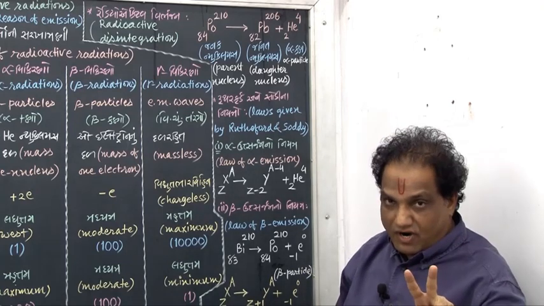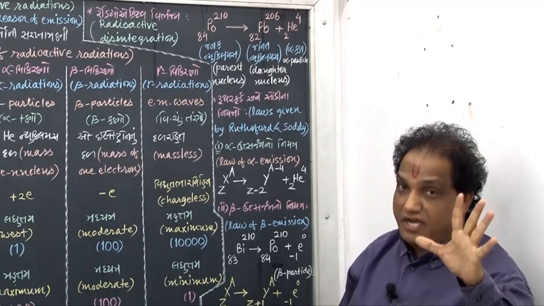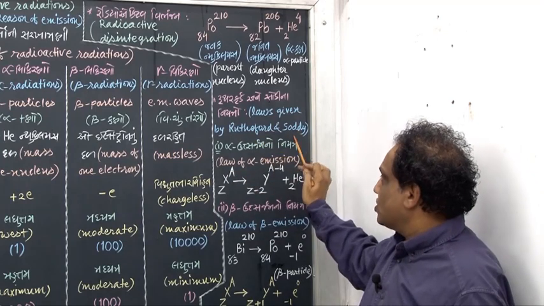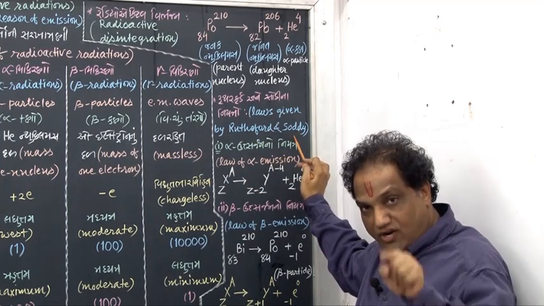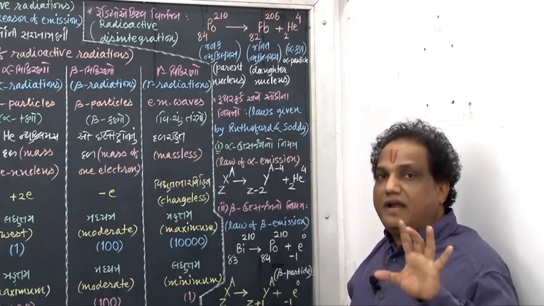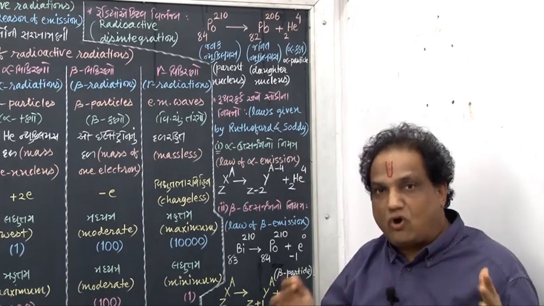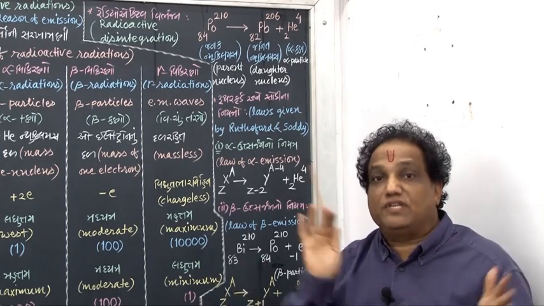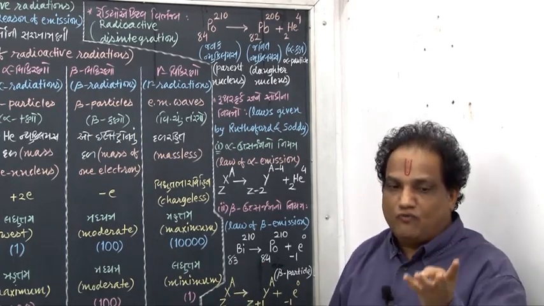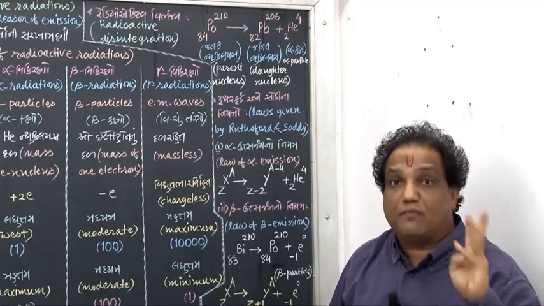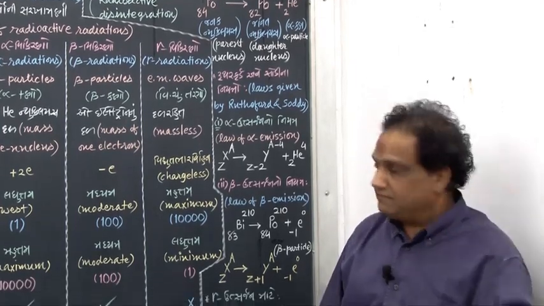Now this radioactive disintegration was studied experimentally by two scientists. One was Mr. Rutherford and another was Mr. Soddy. Mr. Rutherford and Mr. Soddy had studied this radioactive disintegration practically and had obtained some very important conclusions which are called laws of radioactive disintegrations. There are two, one is for alpha emission, another is for beta emission. I am showing you one by one.